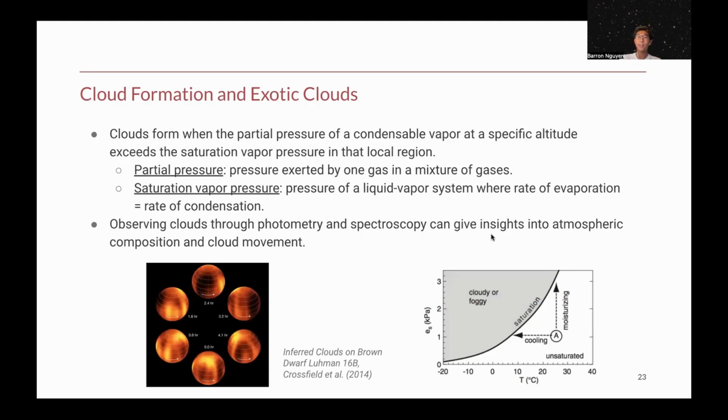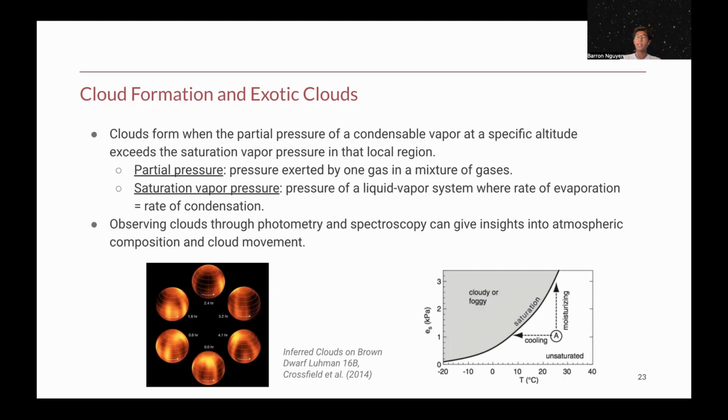So this leads us to the next idea I want to talk about quickly, which is cloud formation and the idea of exotic clouds. Clouds form essentially when the partial pressure of a condensable vapor at a specific altitude exceeds the saturation vapor pressure in that local region. This sounds like a lot of mumbo jumbo, but essentially the idea is that saturation vapor pressure is the pressure, a specific number, of a liquid vapor system where the rate of evaporation is equal to the rate of condensation.